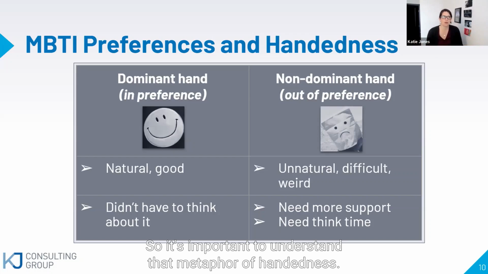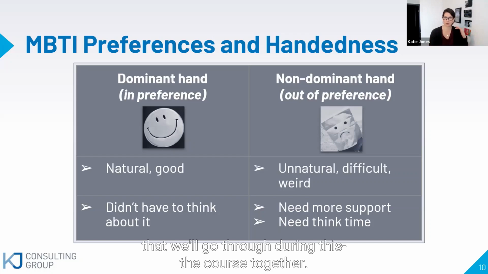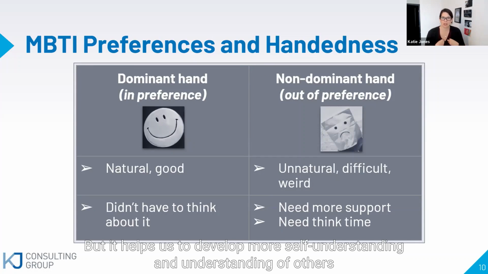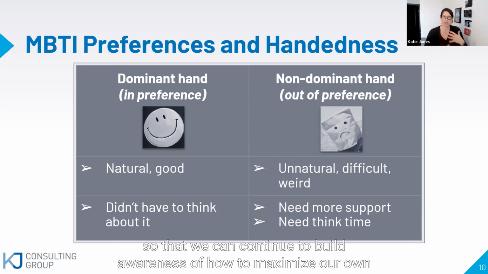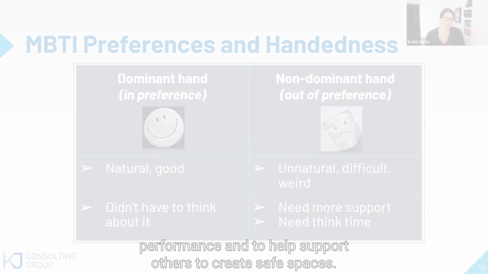So it's important to understand that metaphor of handedness. Hey, I can operate in both worlds. I can use all these different types that we'll go through during the course together, but it feels way more natural and comfortable on one side. We don't want that to put us into a box. We don't want to make excuses with that, but it helps us to develop more self-understanding and understanding of others so that we can continue to build awareness of how to maximize our own performance and to help support others to create safe spaces.